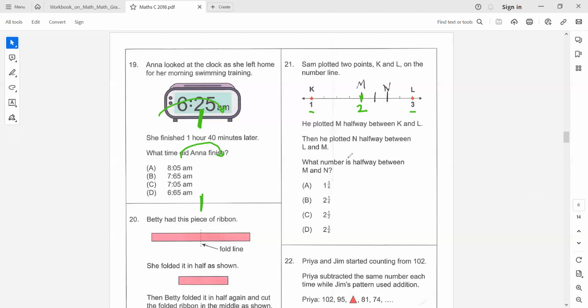1 quarter. Then he plotted M halfway through KL, and then he plotted N halfway through L and M. Here, another half, right? Yeah, it's another half. Like if we have 4 pieces, 2 over 4. Then the main number is 2 here. Then 2, 2.5. Got it? Here 2, here half, right? Yeah, that means 2 over 4, maybe half. That's called 2.5.